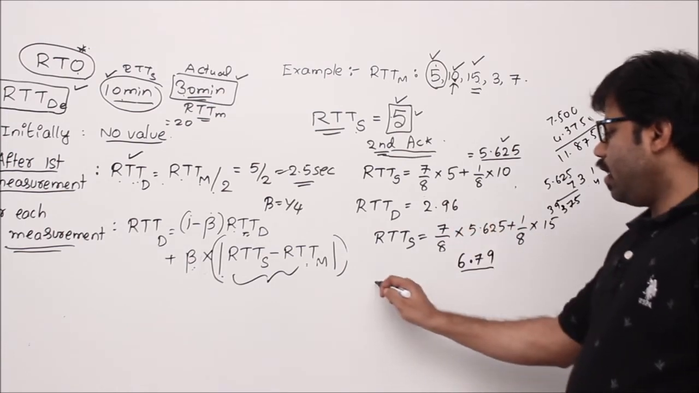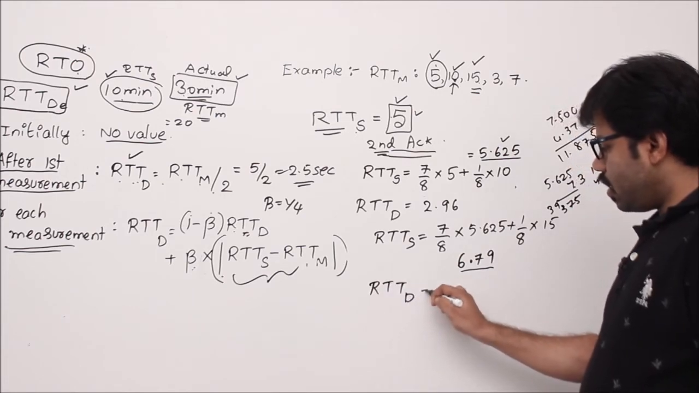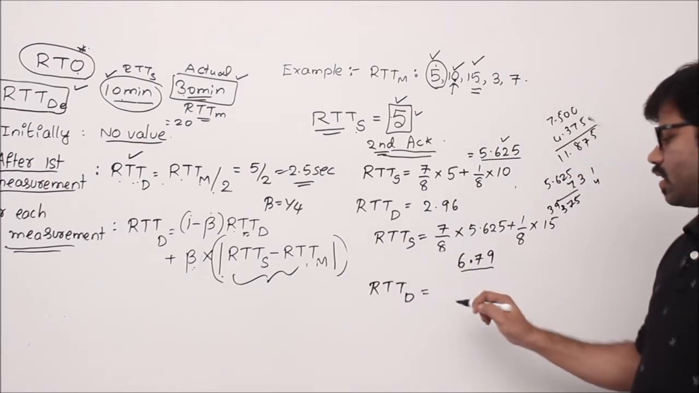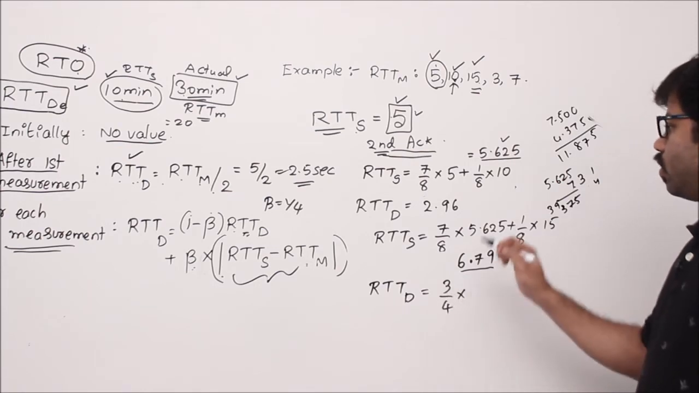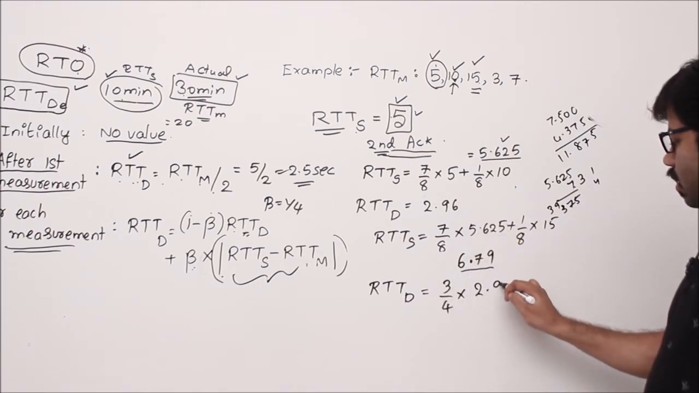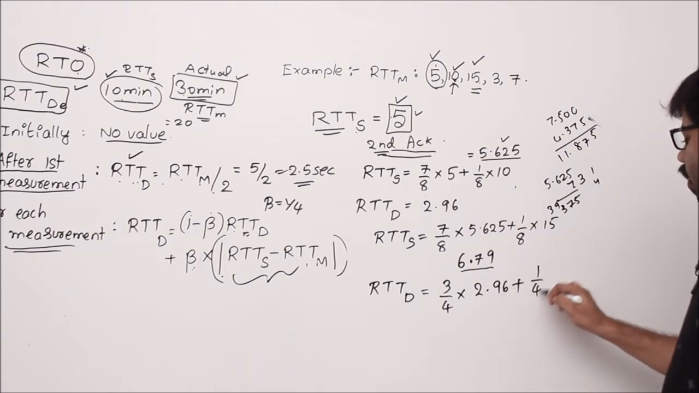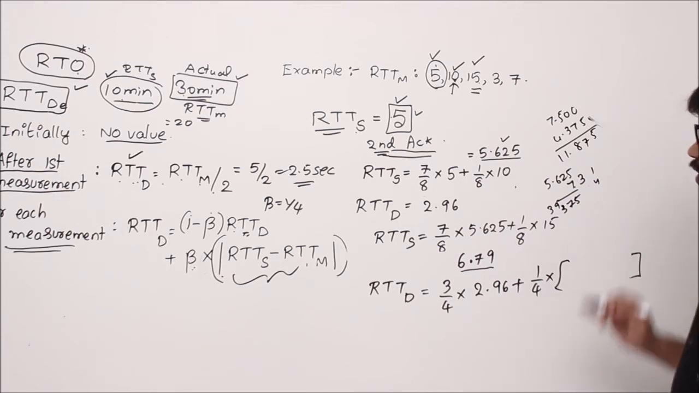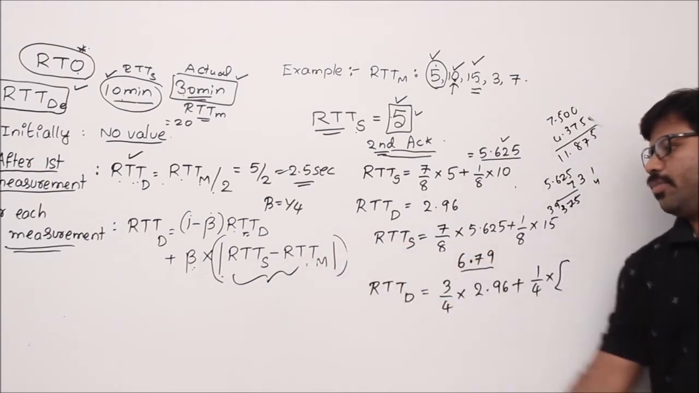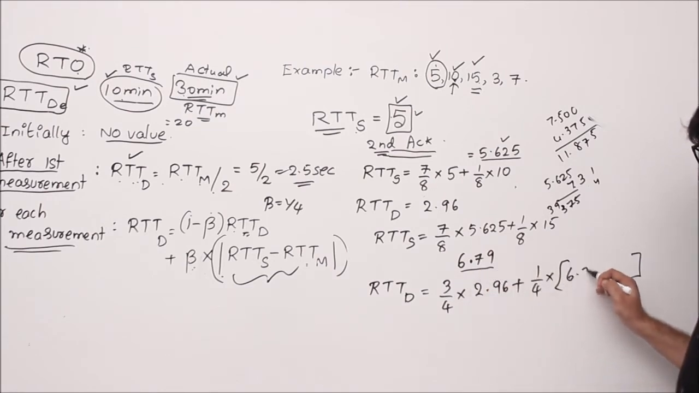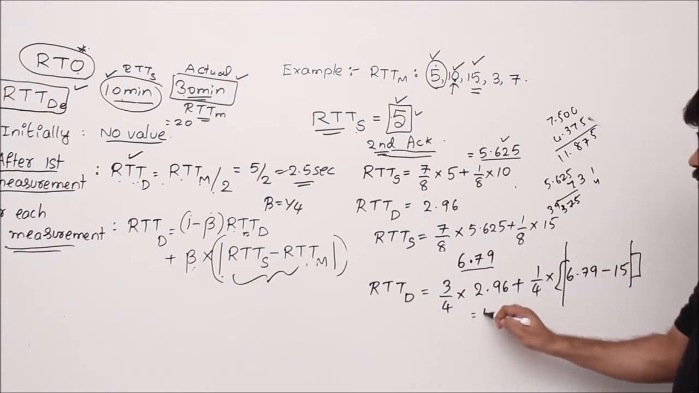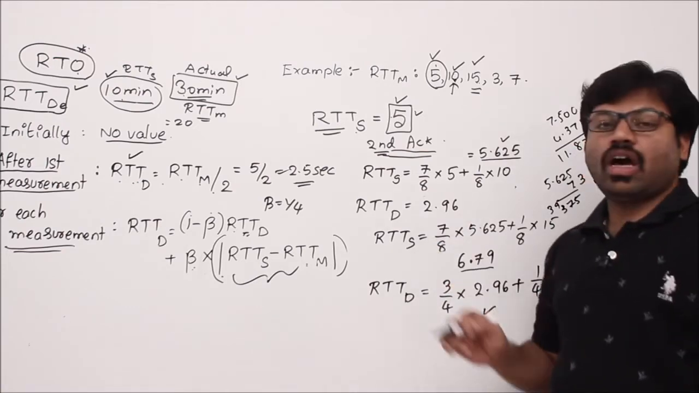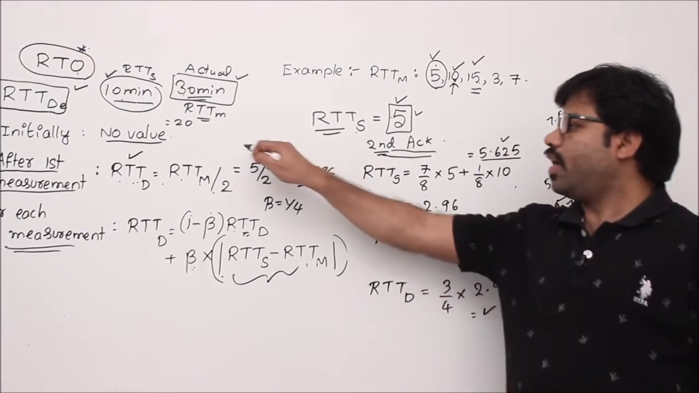Now RTT delay or deviation. RTT deviation is again the same formula: 3 by 4th of the old value, what was the old value? 2.96, plus 1 by 4th of the new value. What is the new value? The new value is nothing but the RTT deviation. How to compute? RTT smooth minus RTT measurement. What is the current RTT smooth? 6.79. What is the RTT measurement at this moment? 15. So 15 minus 6.79. We have to take the absolute value, then simplify. In that way, we continue to find the RTT deviation. This is about finding the RTT deviation.